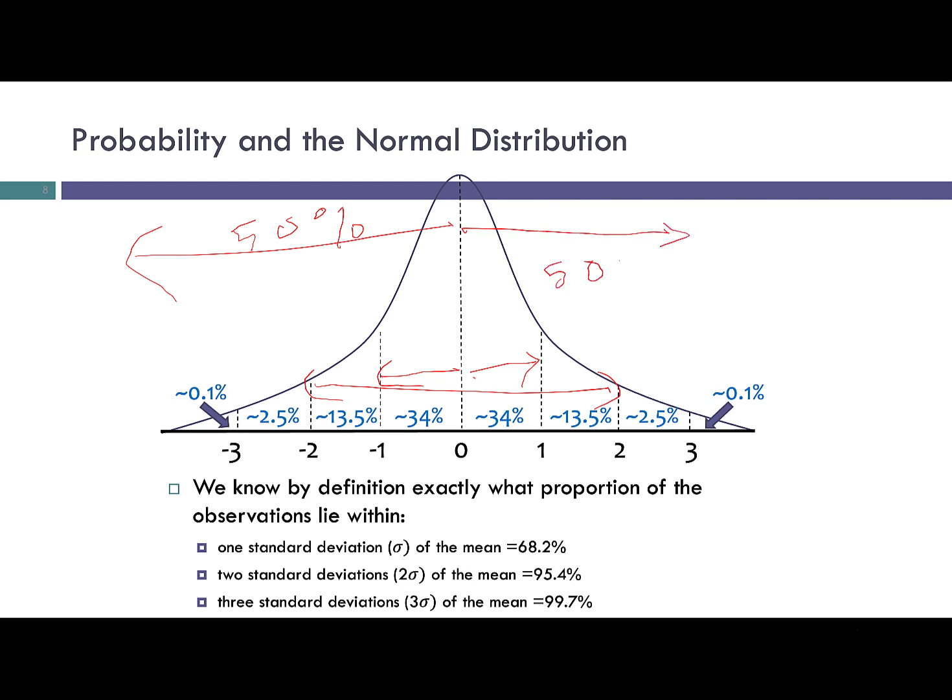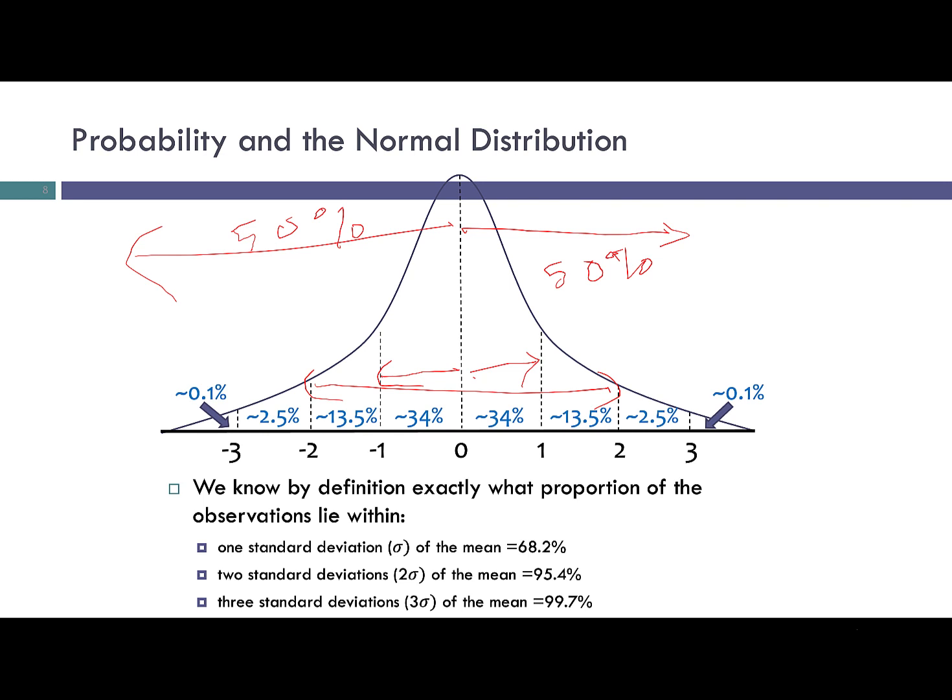So, if you wanted to know what proportion of observations lie below 1 standard deviation above the mean, you have roughly 50% plus an additional 34%, or 84%. So both of those facts about a normal distribution and what that area under the curve represents will help us use the normal distribution to calculate probabilities.